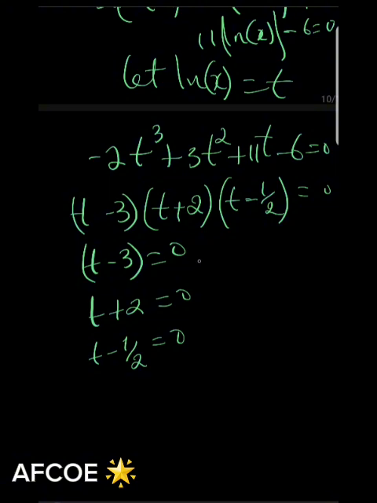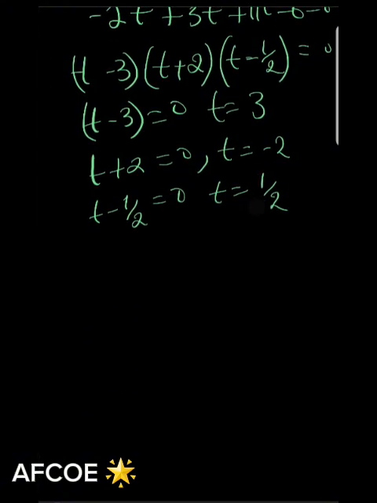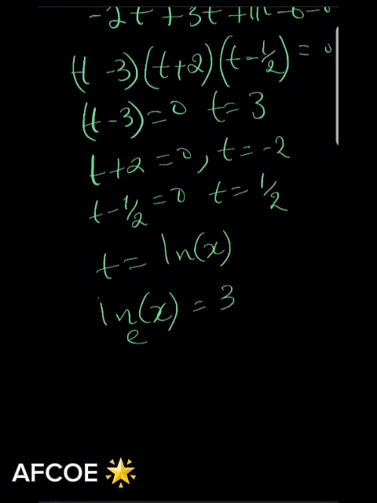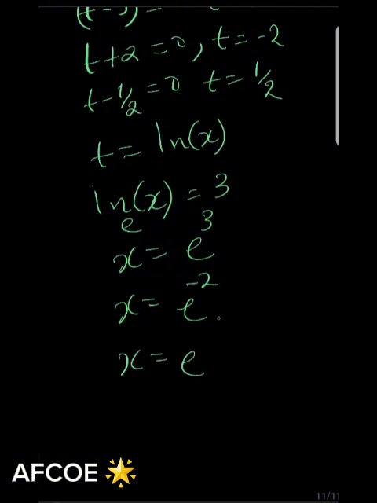So here we get t equals 3, then t equals negative 2, then t equals a half, positive. Now from here you can say that t equals ln of x. So ln of x equals 3, and you know that ln is to the base e. You can take e to the 3, so x equals e to the power 3. Similarly x equals e to the power negative 2, and x equals e to the power a half.